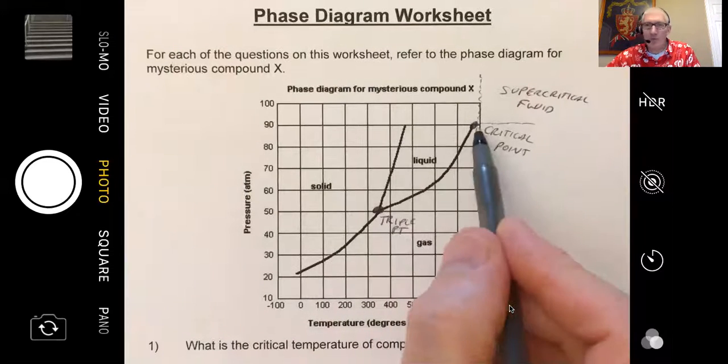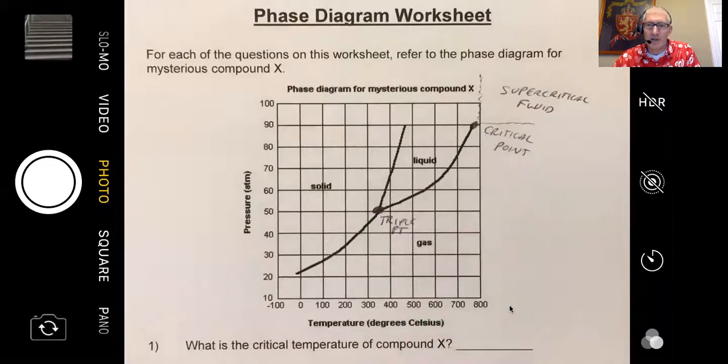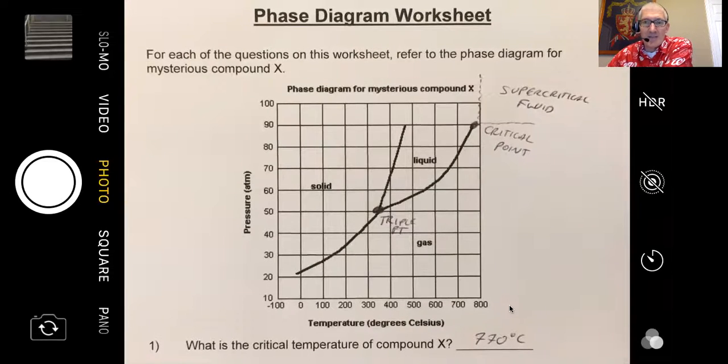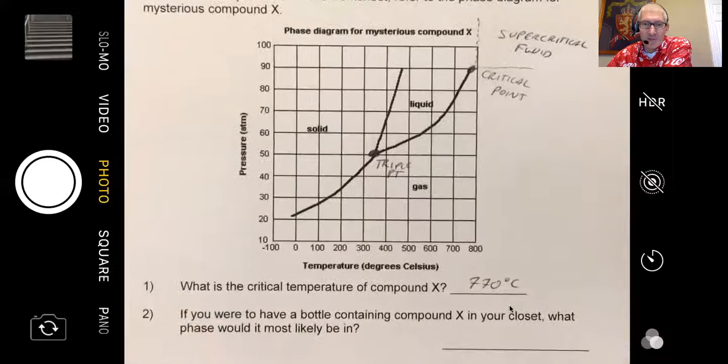We know that this is the critical point, so the critical temperature would be somewhere on the order of, and if I were to look at my answers here, I think I put about 770 degrees Celsius. All right, second question. I'm going to try and keep the graph relatively handy as we look at these questions.